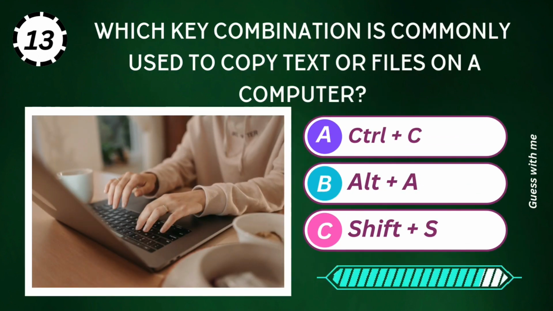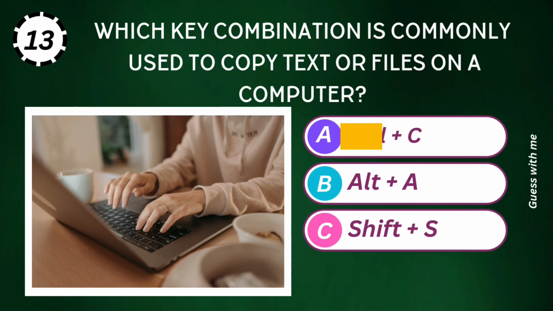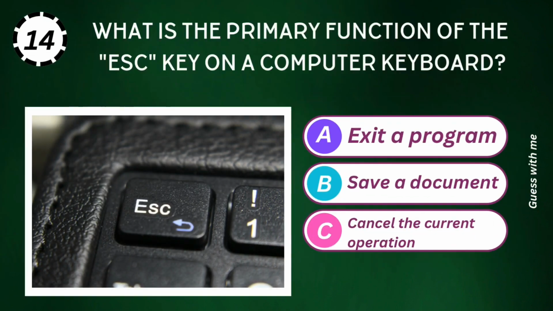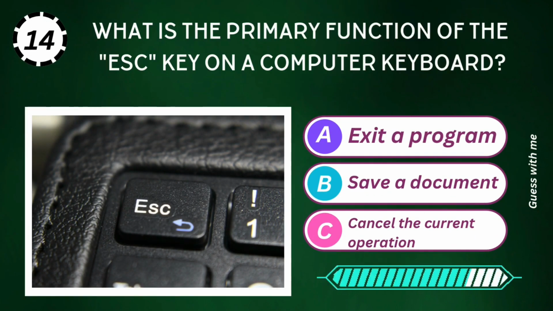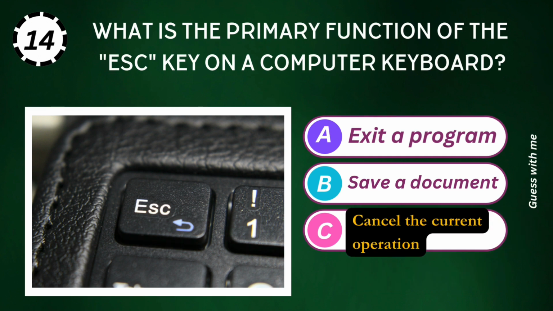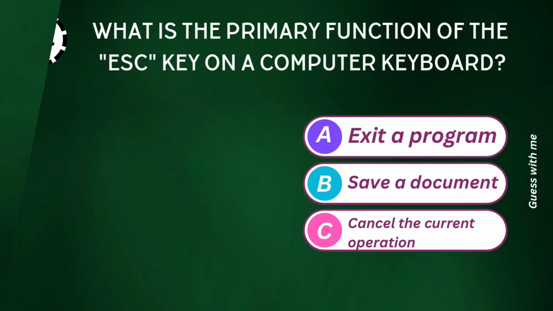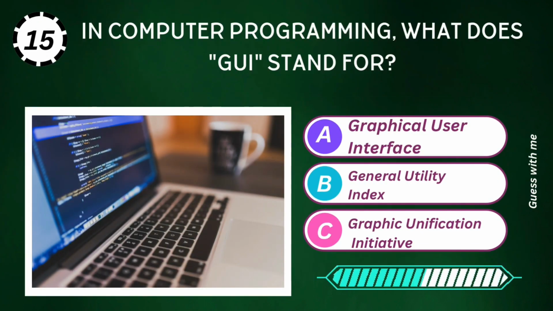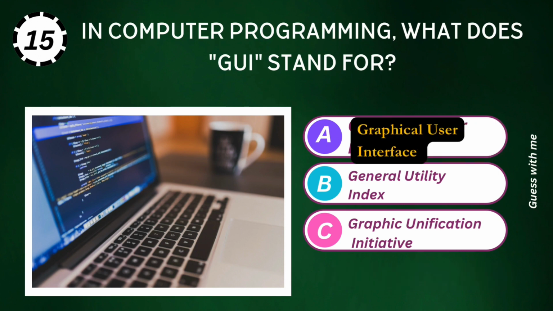Number 13. Which key combination is commonly used to copy text or files on a computer? Option A is right. Number 14. What is the primary function of the ESC key on a computer keyboard? Cancel the current operation. Number 15: in computer programming, what does GUI stand for? Graphical User Interface.